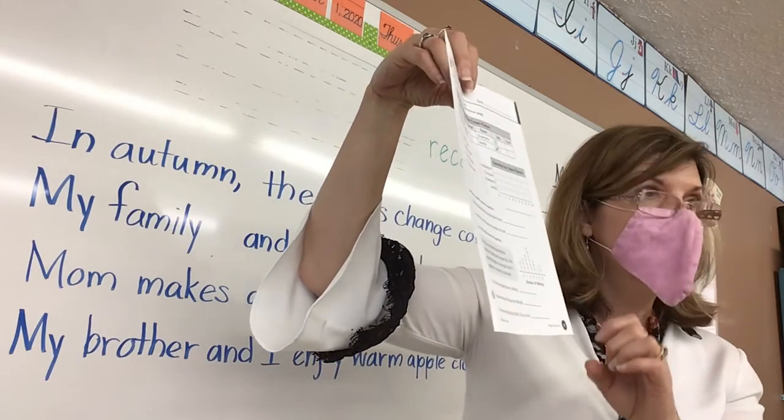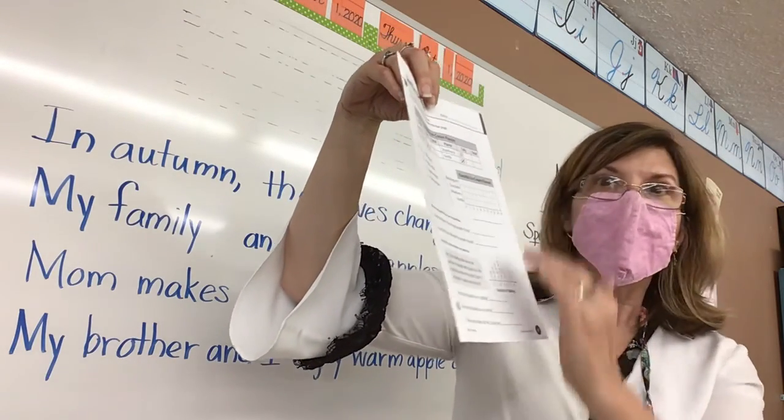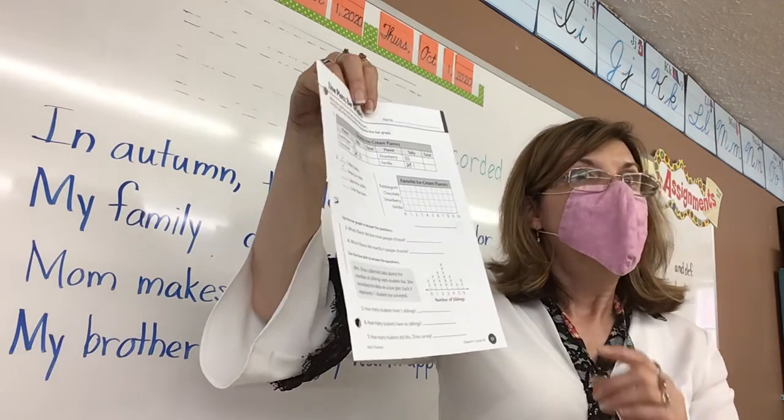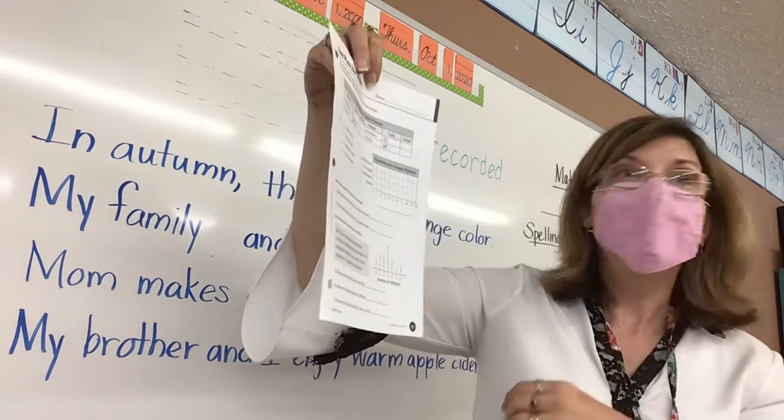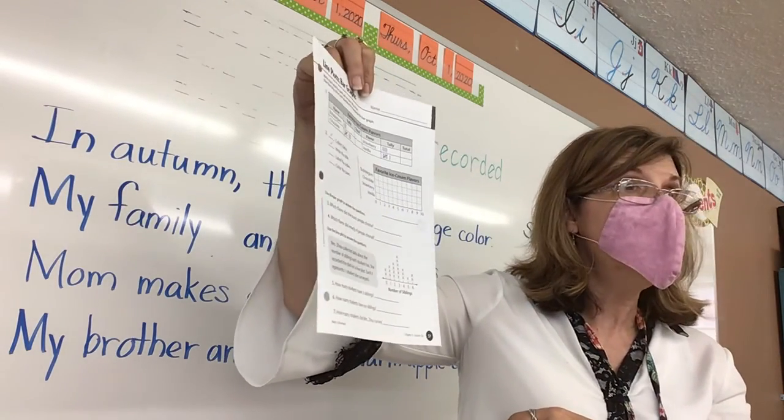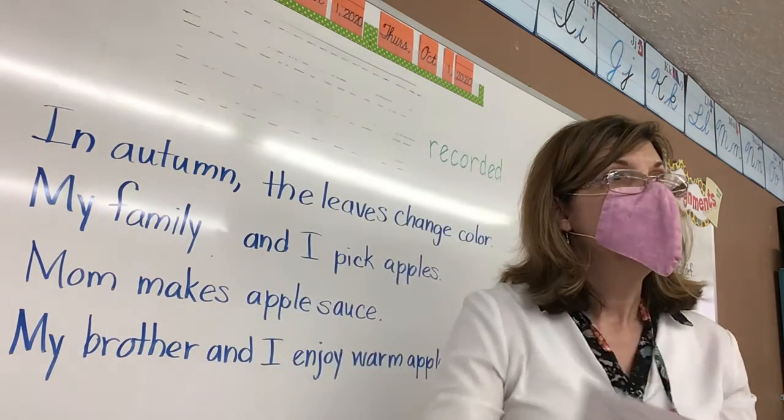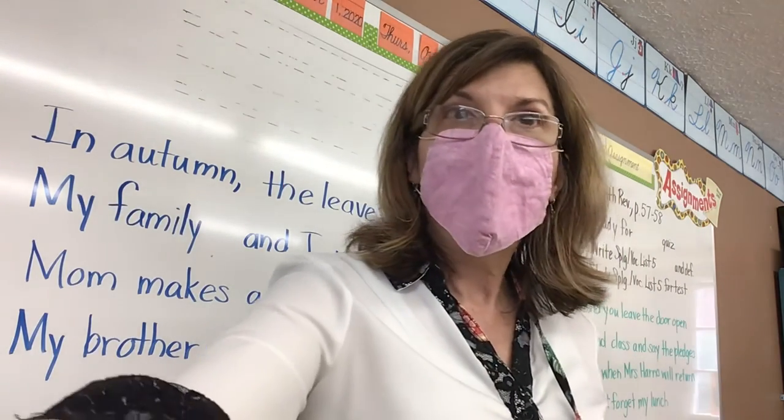So across the bottom, that's number of siblings. X is going up. That's how many students had that many siblings. You guys understand that? All right. You may go ahead and finish up your paper.